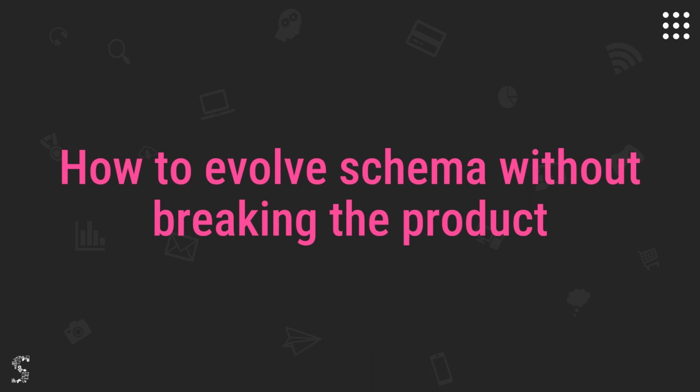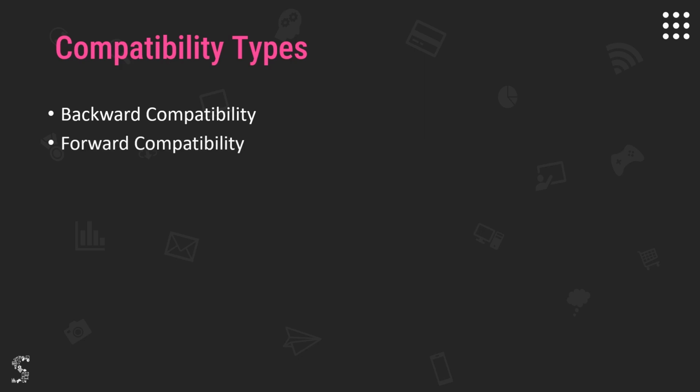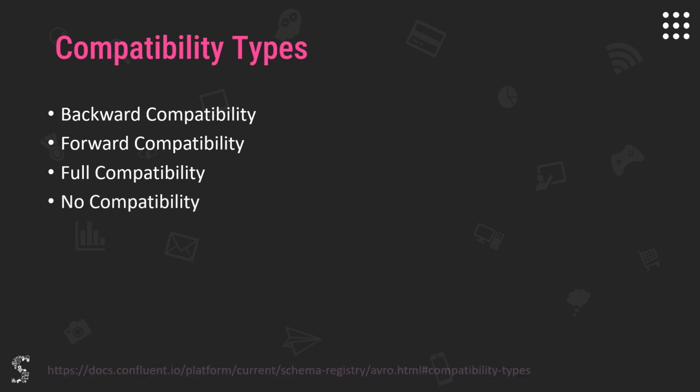So how do we evolve a schema without breaking the product? Then we need to apply one or more than one compatibility types. So we are going to discuss backward compatibility, forward compatibility, full compatibility, and no compatibility at all.